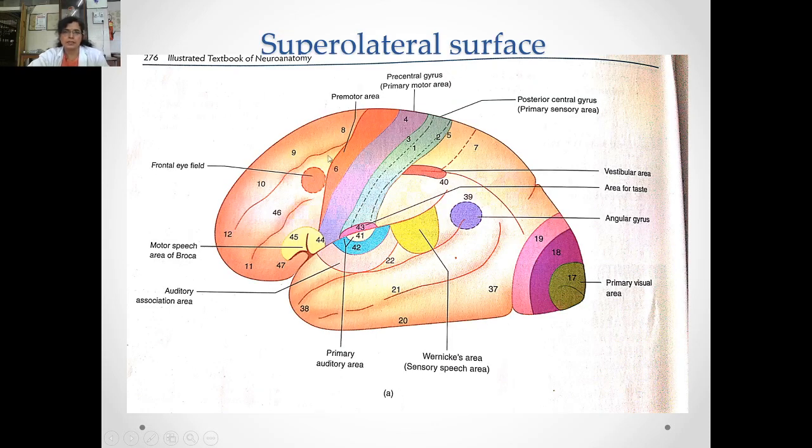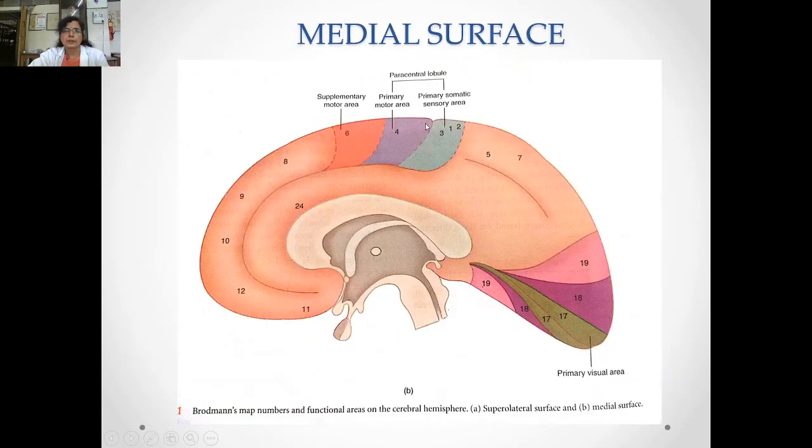This diagram shows the superolateral aspect of the cerebral hemisphere. Behind the primary motor area, which is present in the precentral gyrus, there is the postcentral gyrus, which is present posterior to the central sulcus, and that is called the primary sensory area, areas 3, 1, 2. It is also present on the medial surface in the paracentral lobule posterior to the primary motor area, that is posterior to the central sulcus, again areas 3, 1, 2.